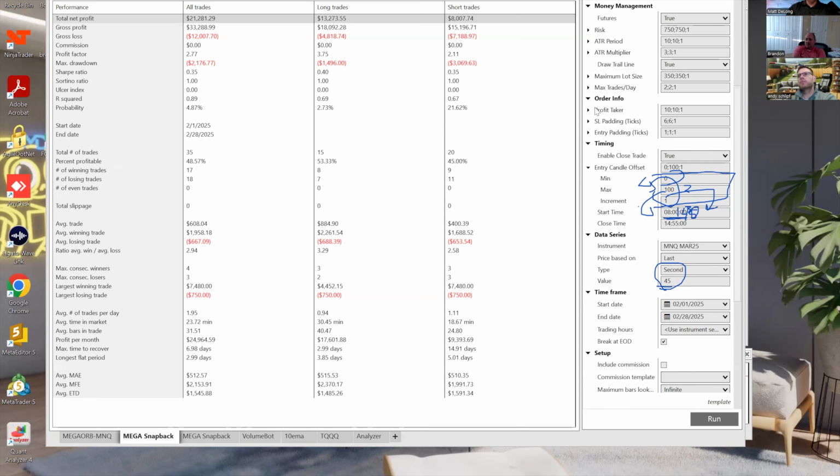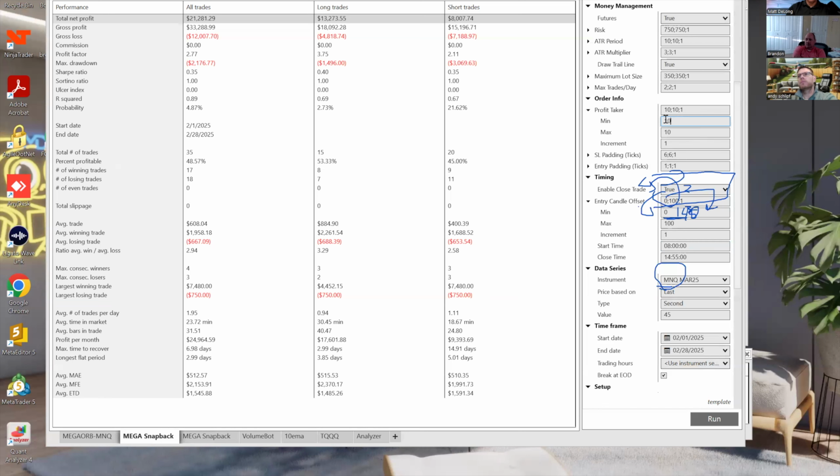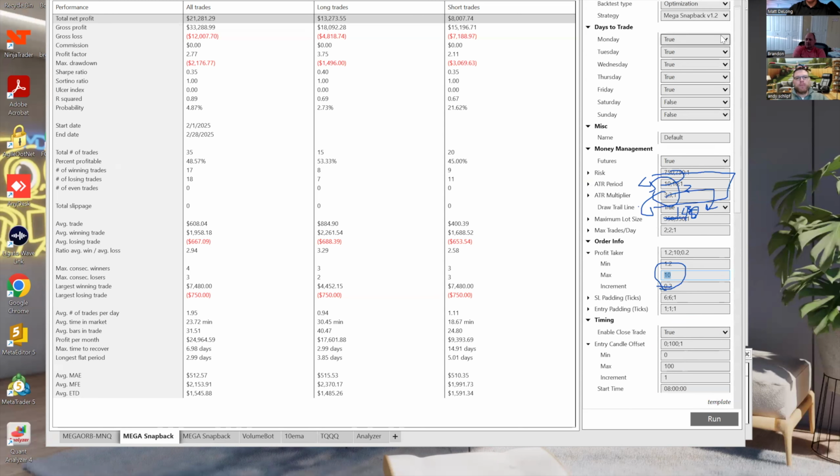But we also could test and change other things. I can go from maybe 1.2 and increment it by 0.2 all the way up to 10 if I wanted to. There's all kinds of things we can optimize that way. That's how I do it. That's how I get the answer.